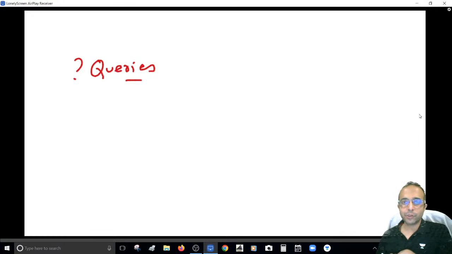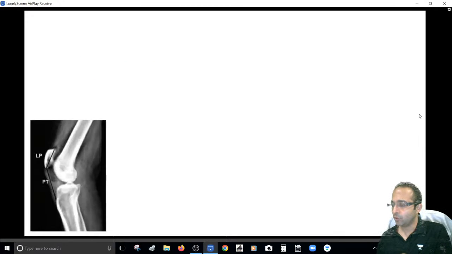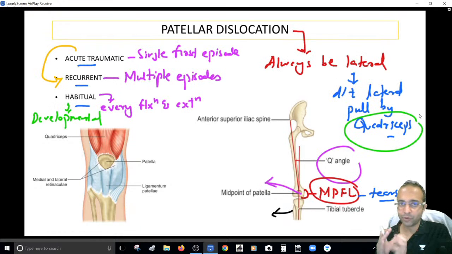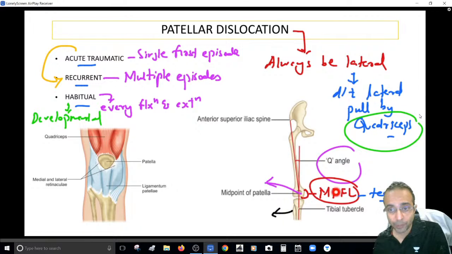Anything that was not clear to you, you wish to discuss with me. I hope you are thoroughly clear with these concepts on dislocation of the patella also. I hope you've understood that in an acute traumatic episode the treatment will be conservative, because you want this MPFL to heal. So you'll give some rest to the patient. But if the patient does not take rest and has recurrent episodes, you will need to repair or reconstruct the MPFL. So you've understood the treatment also, I suppose.